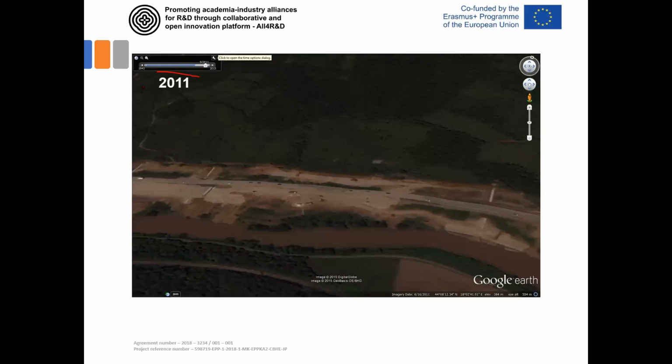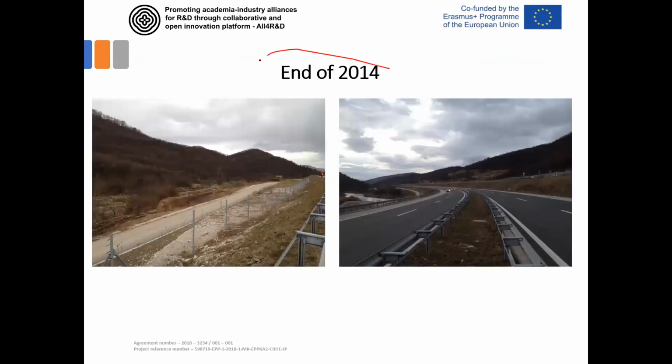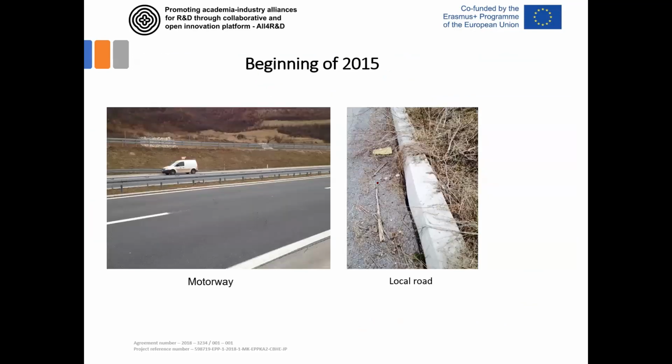When it was constructed, construction started 10 years ago, then continued 9 years ago, 8 years ago, and it was practically all finished in 2013, and then at the end of 2014, cracks were observed on the main road. Some useful information on displacement could also be observed on the local road, which is down the hill between the highway and this river.